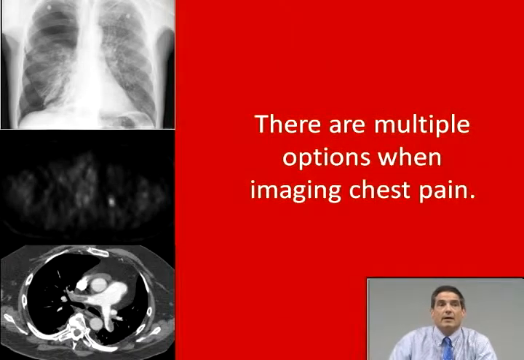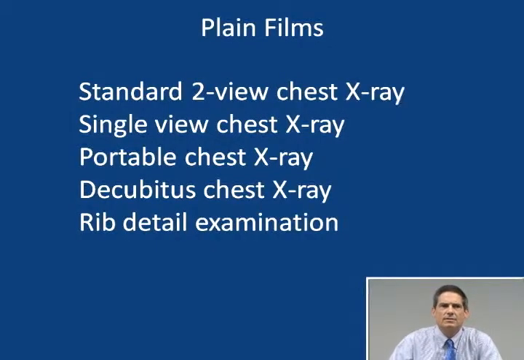There are multiple imaging options. For chest pain, you can order any of several exams, like a plain film, CT scan, nuclear medicine, MR, ultrasound. Plain film examinations, there's a few different options here. Your standard 2-view chest x-ray. The 2-view chest x-ray done in the department is typically done with the patient upright. It's done PA, so that the x-ray tube is behind the patient. The x-rays are coming through the patient from the posterior to anterior direction, or PA.